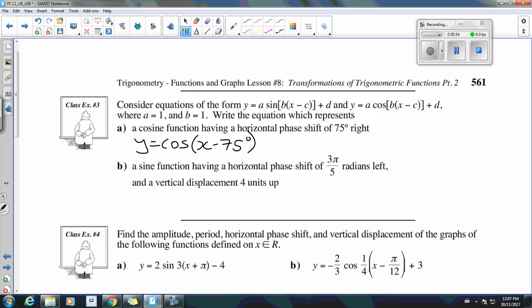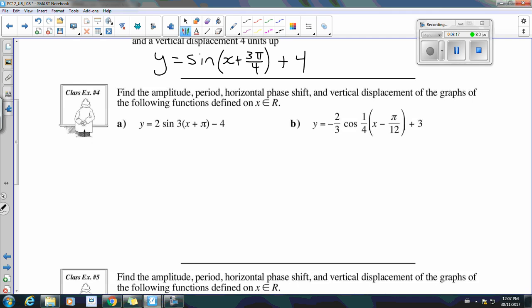B, a sine function having a horizontal phase shift of 3 pi over 5 radians left and a vertical displacement of 4 units up. So we move left 3 pi over 4, so we're going to have plus 3 pi over 4. Up 4, we can write plus 4 at the end.